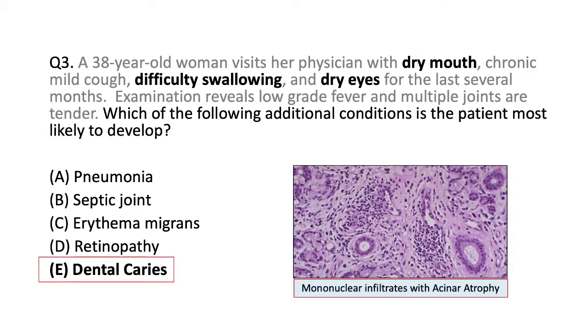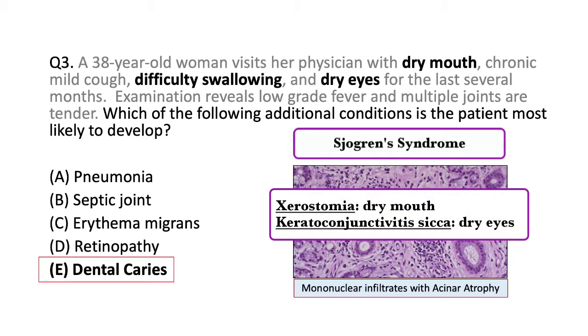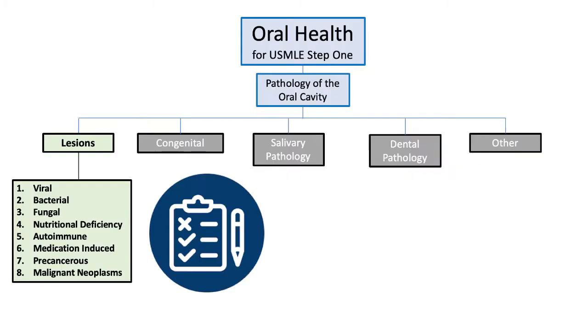The answer is E. dental caries. This case presentation is consistent with the autoimmune disorder Sjogren syndrome. Recall that the manifestations result from the destruction of salivary and lacrimal exocrine glands, which causes dry mouth, called xerostomia, and dry eyes, referred to as keratoconjunctivitis. Her dry mouth contributes to the difficulty swallowing, and the lack of saliva puts her at a greater risk for developing dental caries.